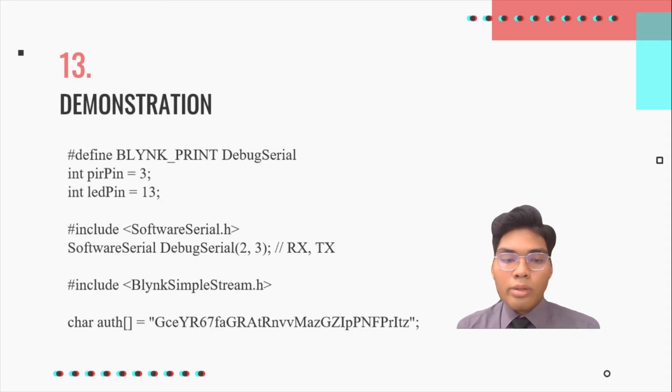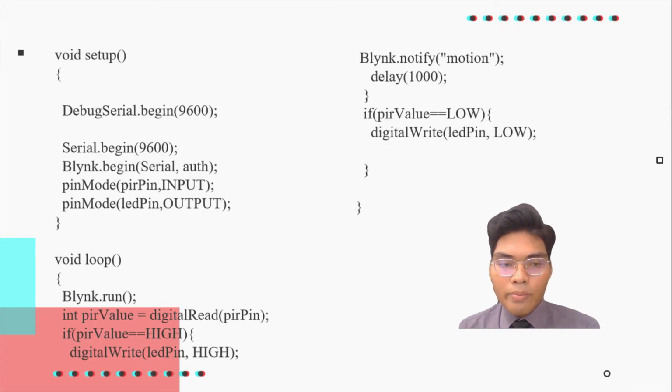So the next one is the demonstration. Before I demonstrate, I will show you the coding. We can see that the coding here, that PIR sensor will be put on pin number 3 and the buzzer will be put on pin number 13. So these are the authentication token for the Blink app to connect to the system. So this is the setup for the system, and this is the board load.